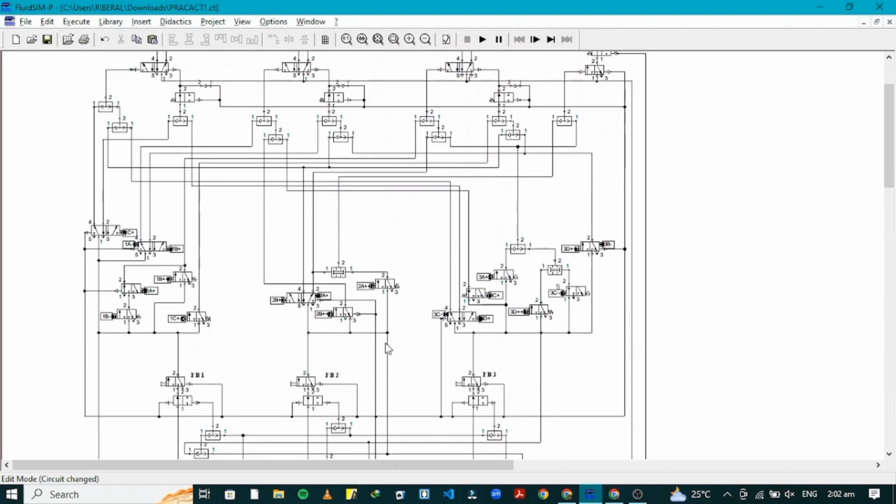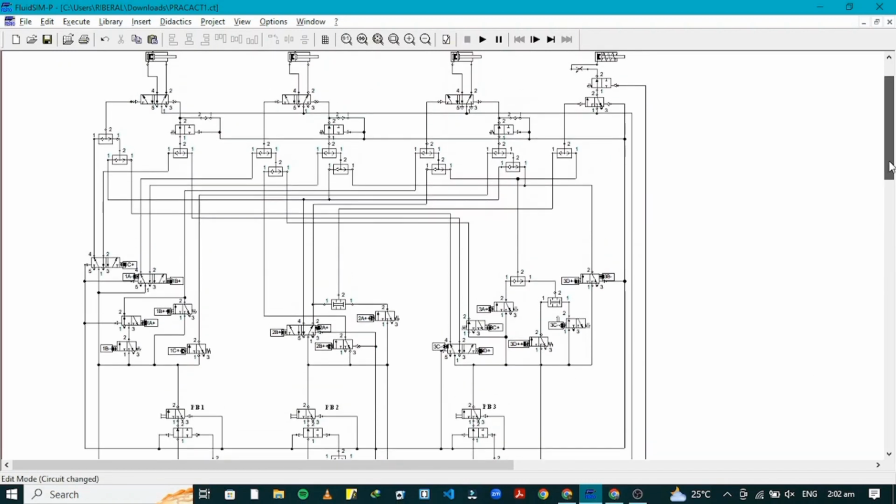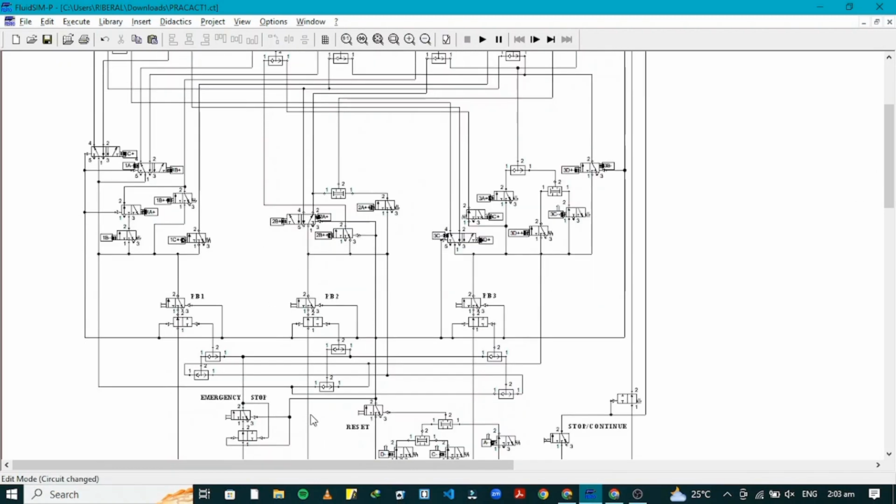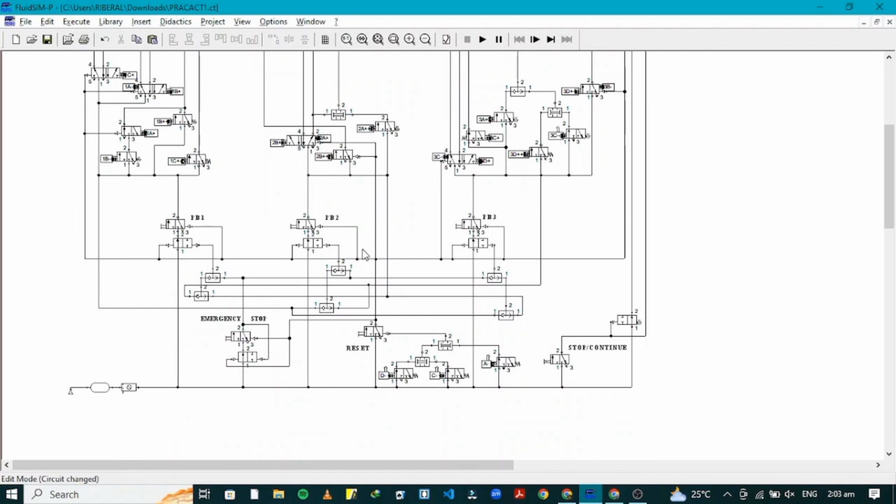Now, let's move on to push button 2. This push button is similar to push button 1. It has a momentary push button on the left and a pneumatic connection on the right. Likewise, everything connected to PB2 is just the valves needed to perform the sequence of PB2.